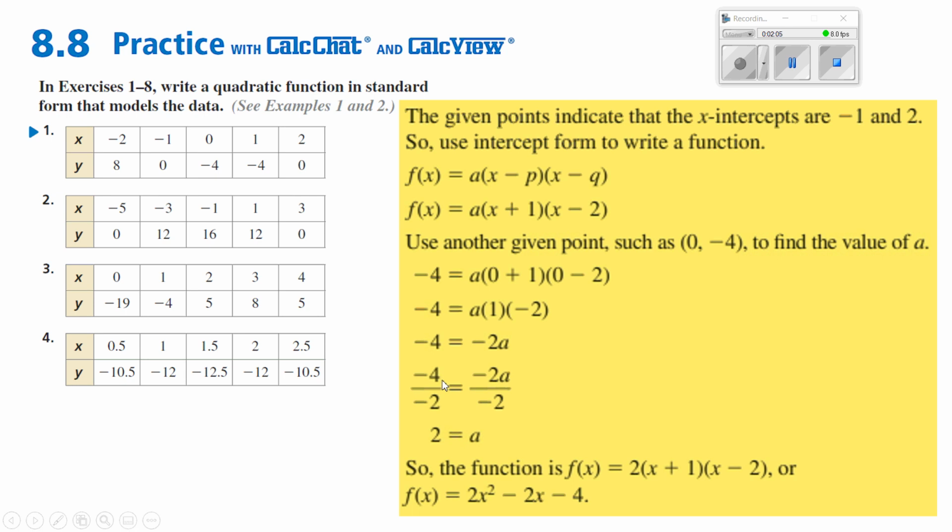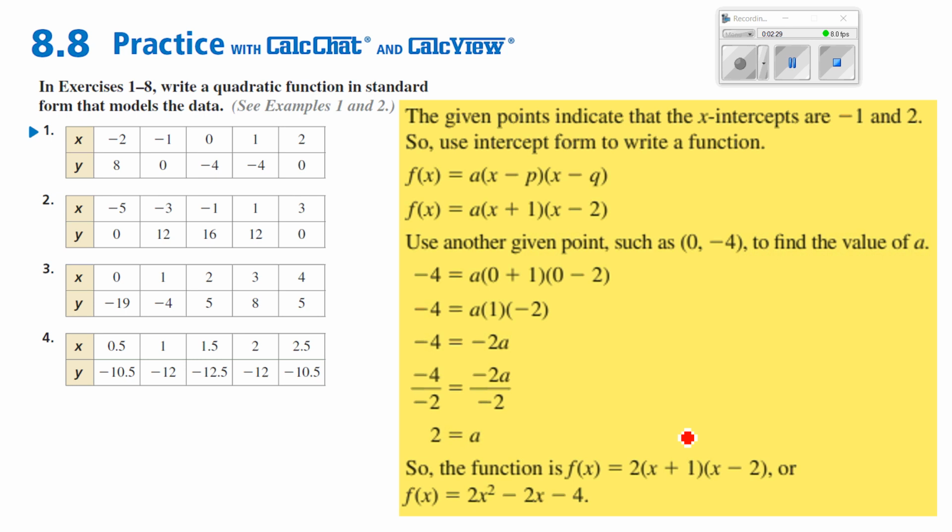Whatever I divide from one side, I do the other. -4 divided by -2 is 2. So a is going to be 2. Now we're going to replace a with 2. So our formula is going to be 2 times x plus 1 times x minus 2. And then they say or this. And all they did there, I'm going to fill that in this one time here.